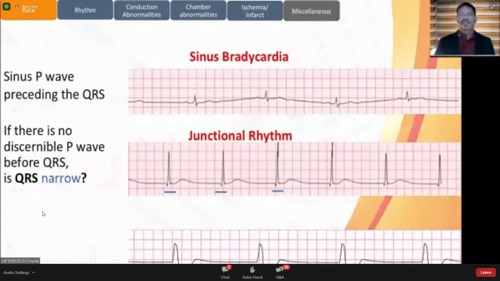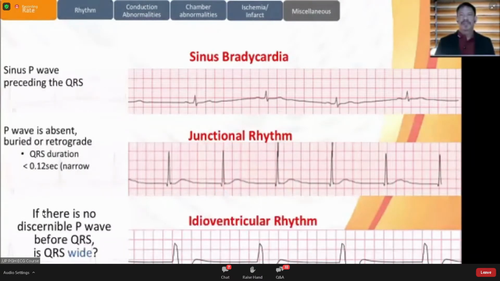Now, if there is no discernible P wave before QRS, check the QRS interval of the complexes that appear regularly. If it's normal, think of junctional rhythm. With this rhythm, P wave may not be obvious since it's absent or buried in the QRS or retrogradely conducted and inverted at lead 2. Now, if there's no obvious P and the QRS is wide, consider idioventricular rhythm. Remember that junctional and ventricular rates are naturally lower than 60.